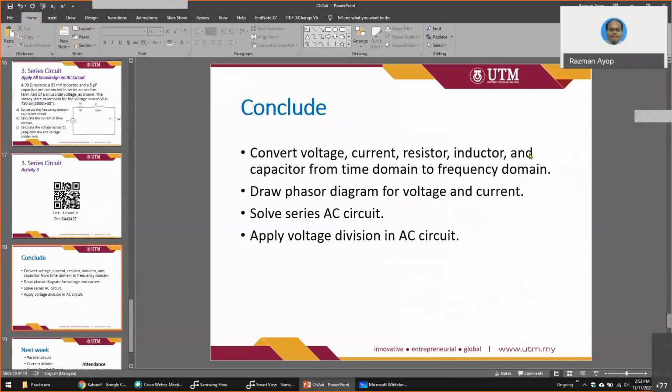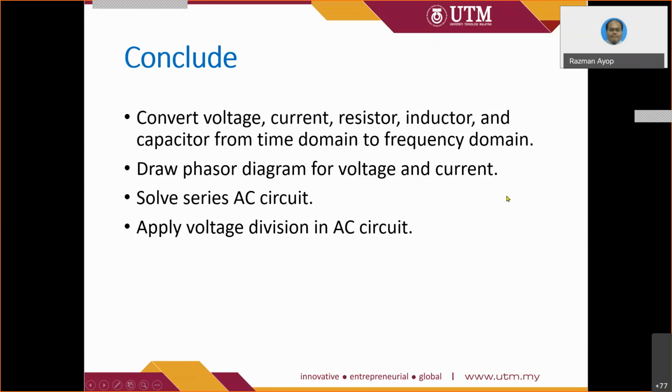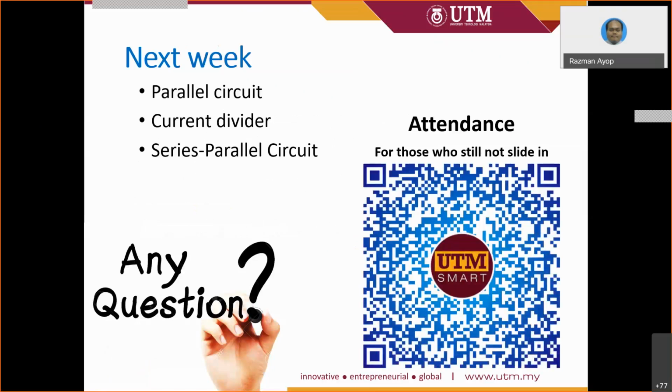So that is all what we have learned today: how to convert voltage, current, resistor, inductor, and capacitor from time domain to phasor domain and vice versa. Then you learned how to draw the phasor diagram for voltage and current only. And then you learned how to solve a series AC circuit. And lastly, how to apply voltage division in AC circuit. That is what we have learned today. For next week, we will learn about parallel circuit, current divider, and series parallel circuit.